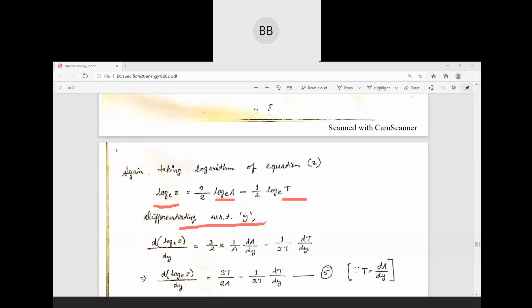Then we need to differentiate with respect to y. So the left hand side will be d dy of log e z, equal to 3 by 2 multiplied by, if we differentiate log A, it will be 1 by A, but A is not y; A is a function of y. So again we need to differentiate A with respect to y, so dA by dy, minus 1 by 2, log e T, where T is the top width. If we differentiate log e T, it will be 1 by T, and again T is a function of y, so we differentiate T with respect to y, dT by dy. The left hand side will remain the same.